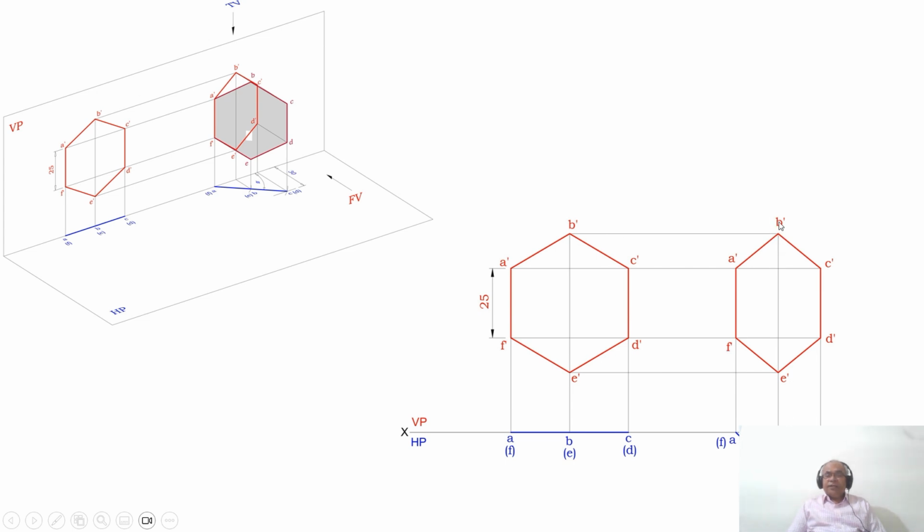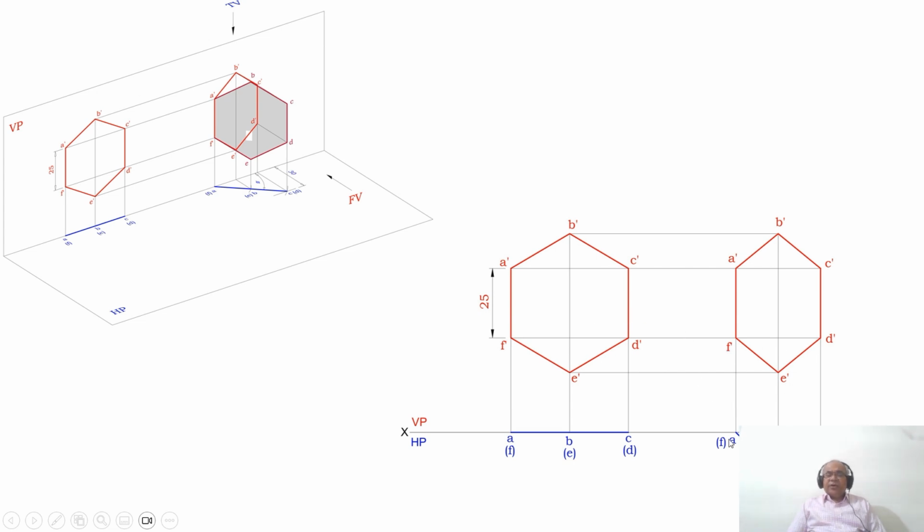You mark that point as B dash and you mark this point as E dash. Then join A dash to B dash, B dash to C dash, C dash to D dash, D dash to E dash, E dash to F dash to A dash with a dark line. So this is how you will be able to write the second position, front view and also the top view.